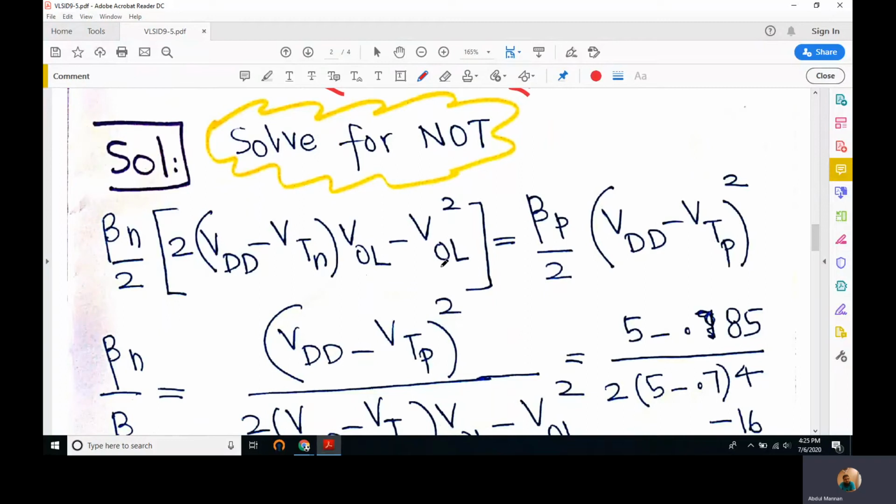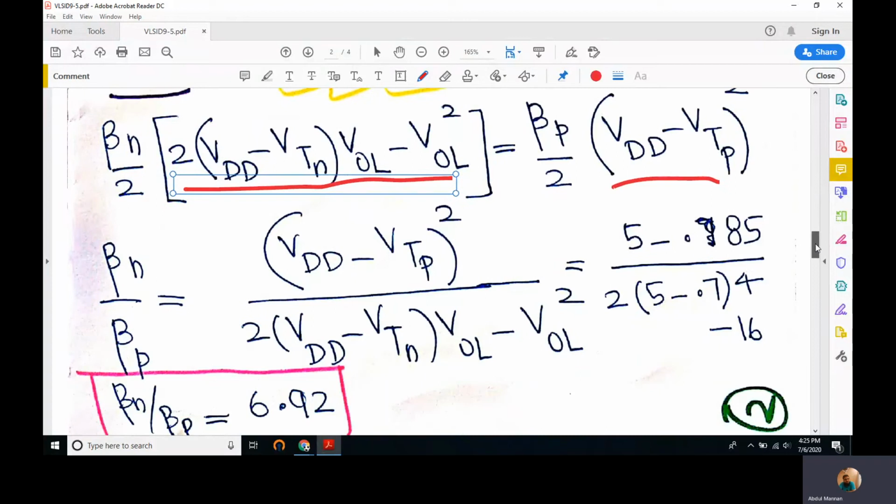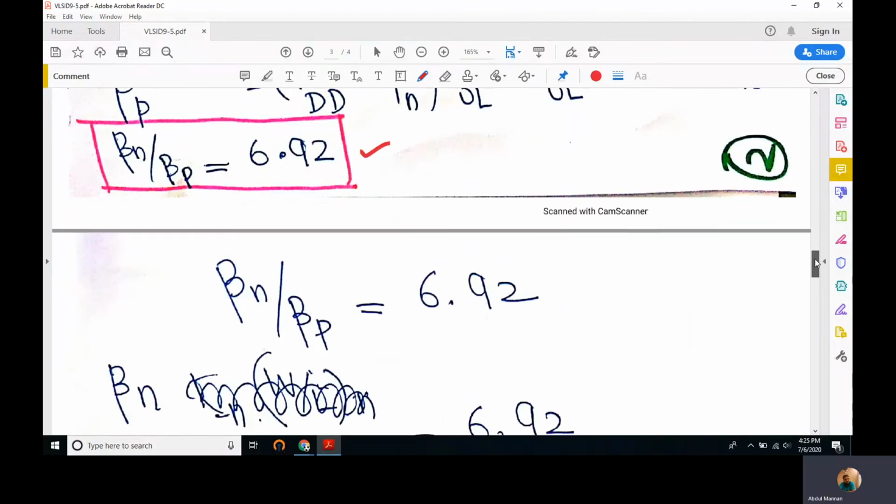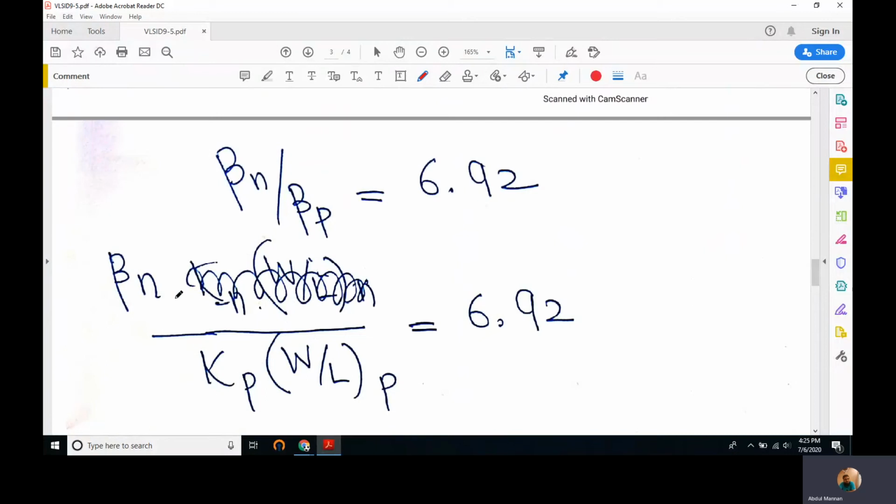So once again, we go back to the same equation that we used in the first lecture of 9th chapter. This is in its active mode. PMOS transistor is in saturation mode. We put these values that are given: VDD 5, VTP 0.85, VOL 4, VTN 0.7, and we get this ratio beta n over beta p equal to 6.92. Lastly, beta n is the only unknown, so we don't need to write its equivalent, whereas we'll write the equivalent of beta p, which is kappa p times the aspect ratio of p.